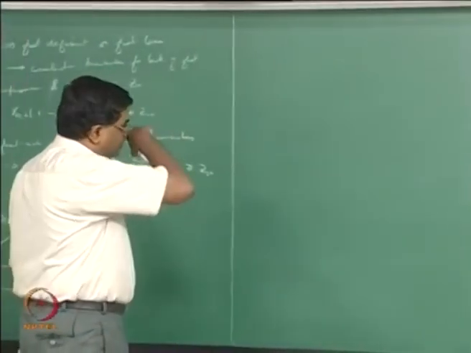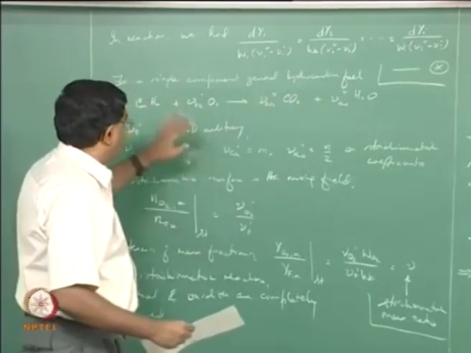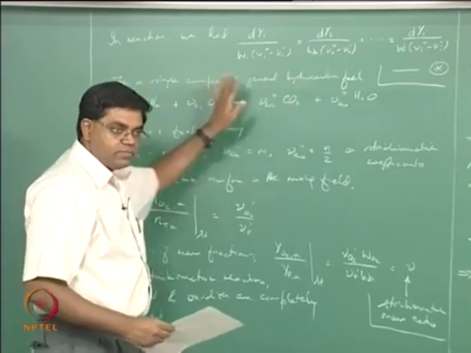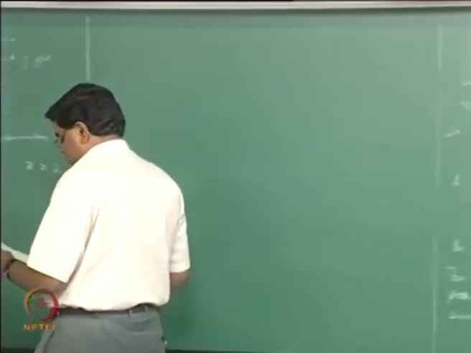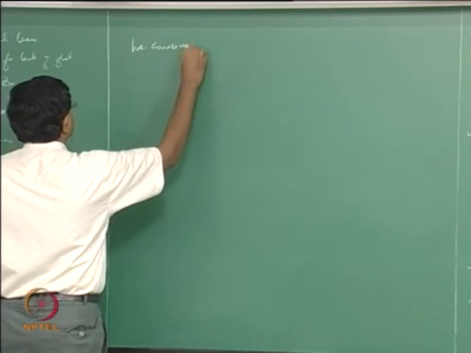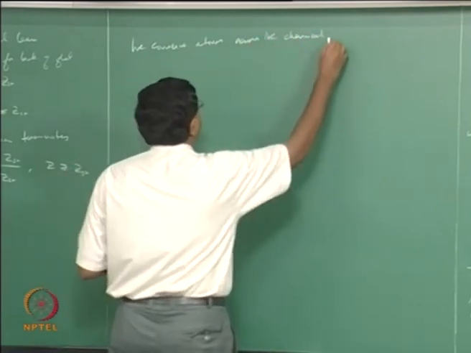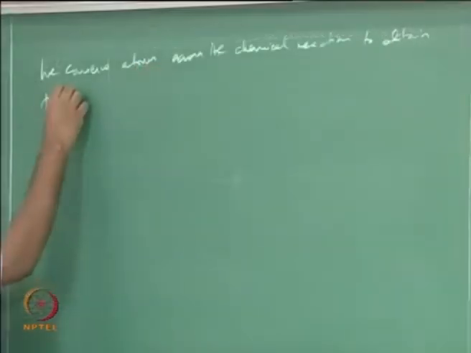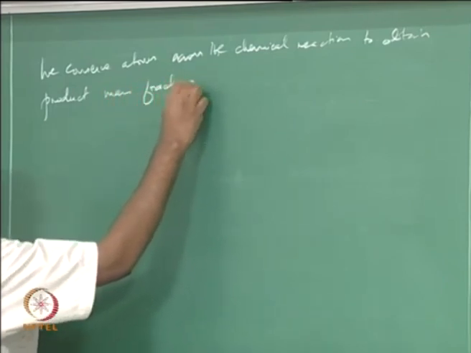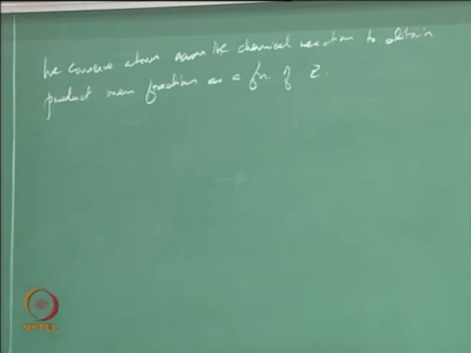So for getting the product concentrations, we should do something similar to what we have done here. In order to obtain ν CO2 double prime and ν H2O double prime, all we did by balancing this reaction was to conserve atoms. We compared carbon atoms, hydrogen atoms, oxygen atoms, and then came up with these. So we conserve atoms across the chemical reaction to obtain product mass fractions as a function of Z. Still we are interested in what happens as a function of the mixture fraction Z, and that's the hero for the day, mixture fraction. So we keep looking at everything as a function of Z.